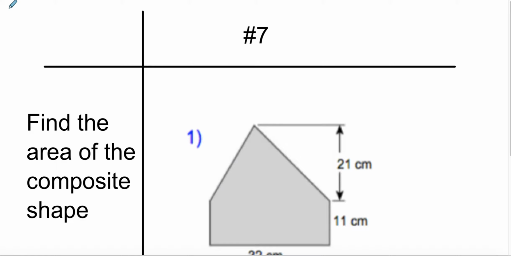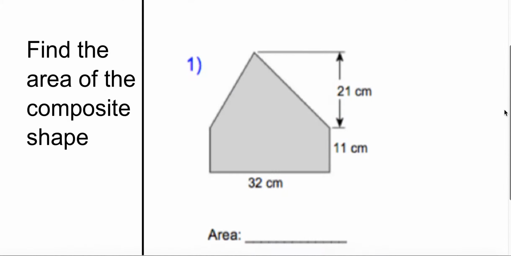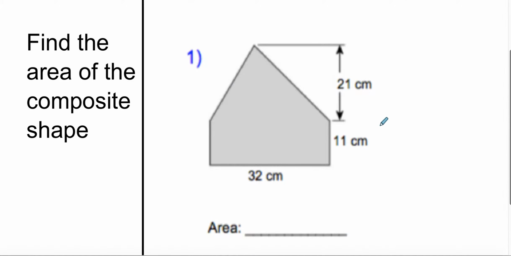All right, in this example, I am not subtracting, however, I am adding. I have to look at this as two different figures. Go ahead and pause, come back when you have your answer. In this example, I have the rectangle on the bottom, which would be 352 centimeters squared when I multiply length times width.